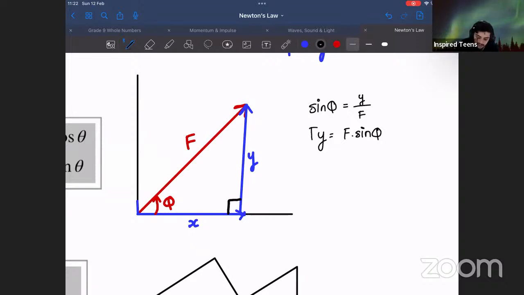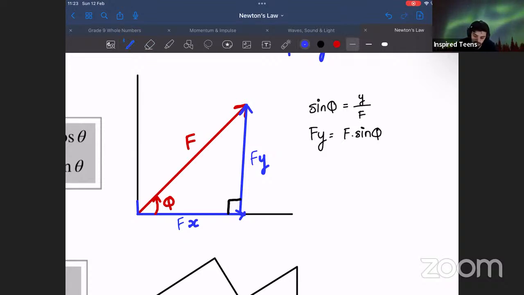We can even call it Fy if we'd like. The reason we call it Fy is because it's the Y component of F. Fx and Fy, again, because it is the x and y component of that force respectively.